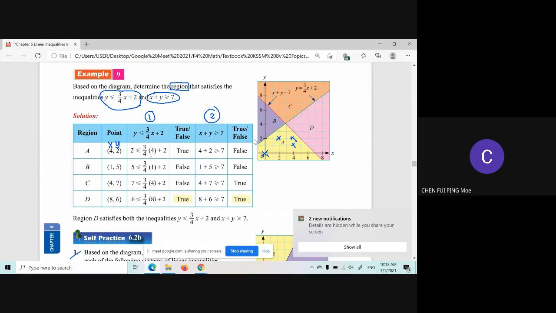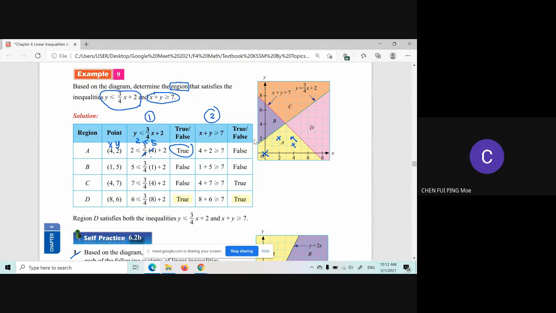Y is 2, x is 4. So y becomes 2. This one copy down, 3 over 4. This x becomes 4 plus 2. So simplify: 3 plus 2, you have 5. 5 is greater than or equal to 2. So this one is true, correct.